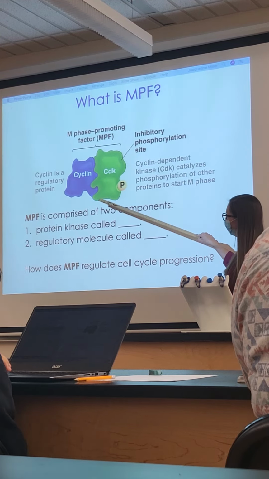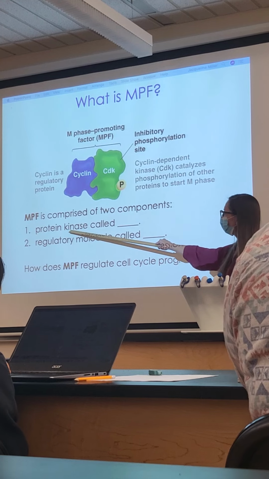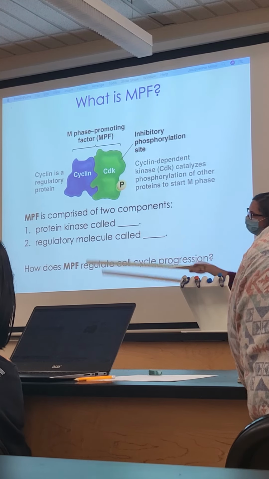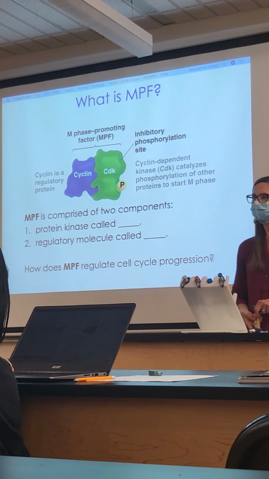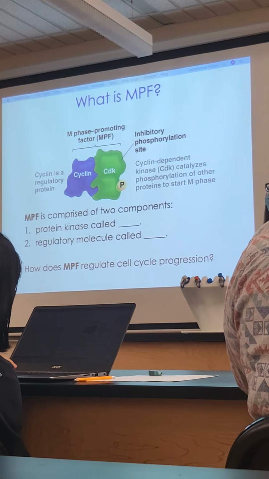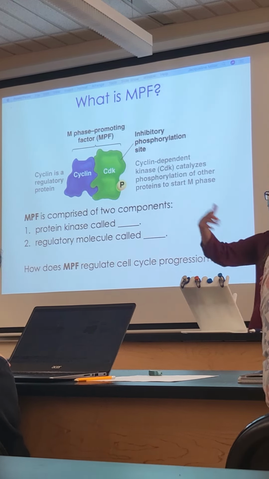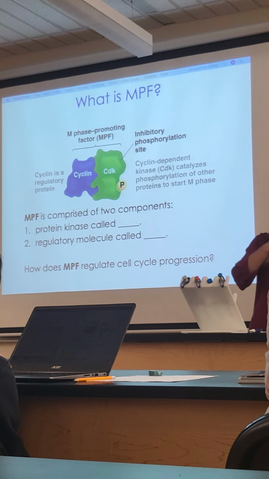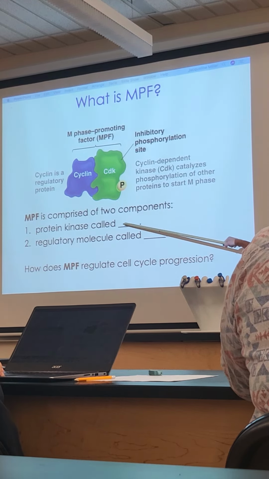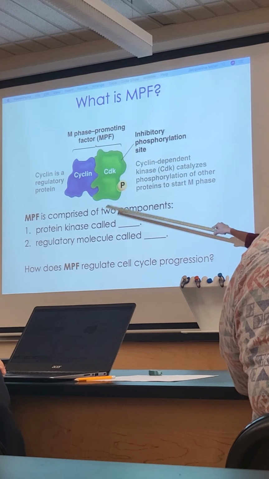cyclin-dependent kinase, or CDK. So the protein kinase part was a CDK. What does a kinase do again? We talked about this in cell signaling. Like the Oprah of phosphate. Everybody gets phosphate. Yeah, the Oprah of phosphates. It phosphorylates everything. So it basically puts a phosphate group on other proteins. So that's what that CDK does.